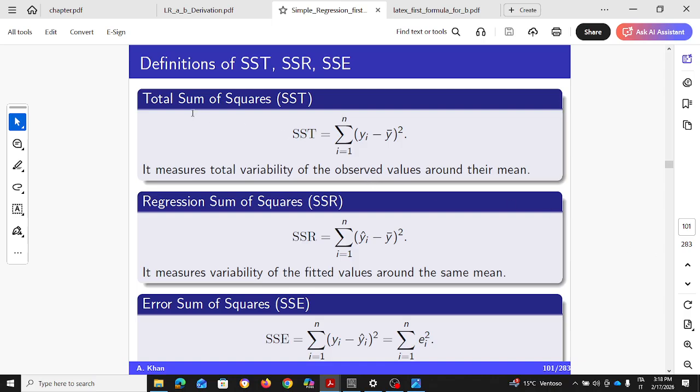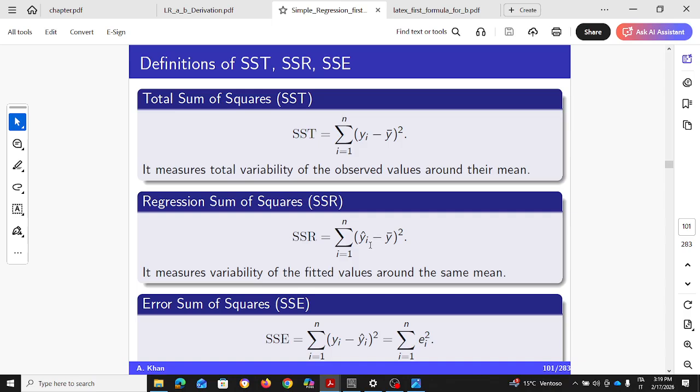So the first term here is the total sum of squares, SST, which measures the total variability of the observed values around its mean. So the observed value minus its mean, this is SST. The second term in the decomposition is what? The regression sum of squares, SSR. What it measures is the variability of the fitted values around the mean. In the first case we have the mean value, and in the next we have y hat: the predicted value minus the mean value of the regression line.